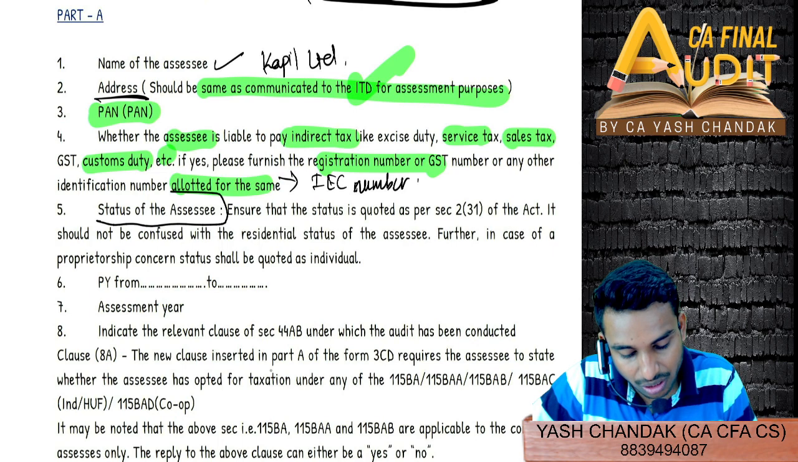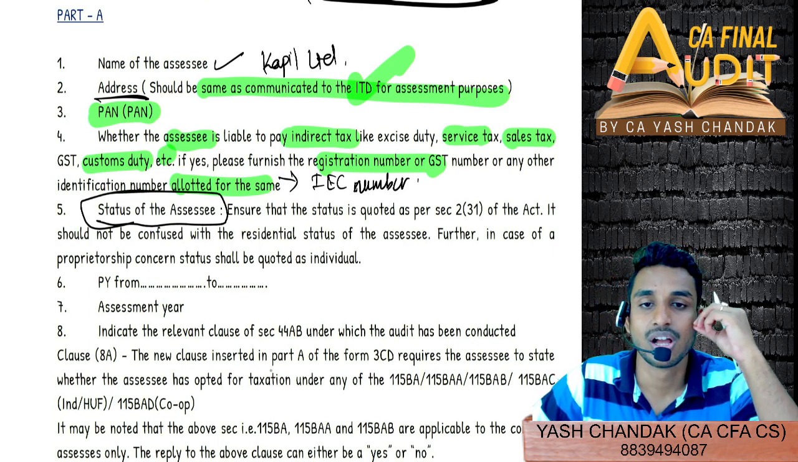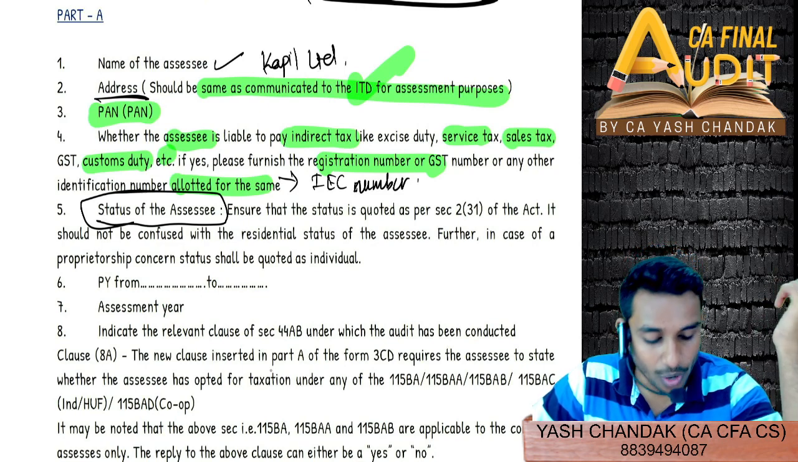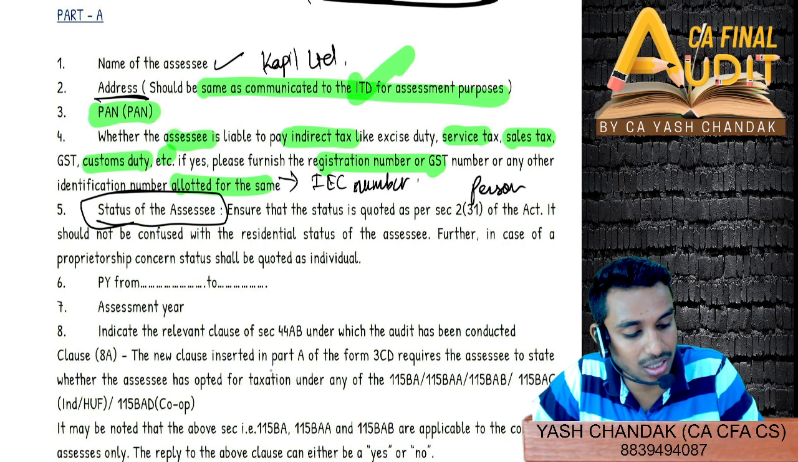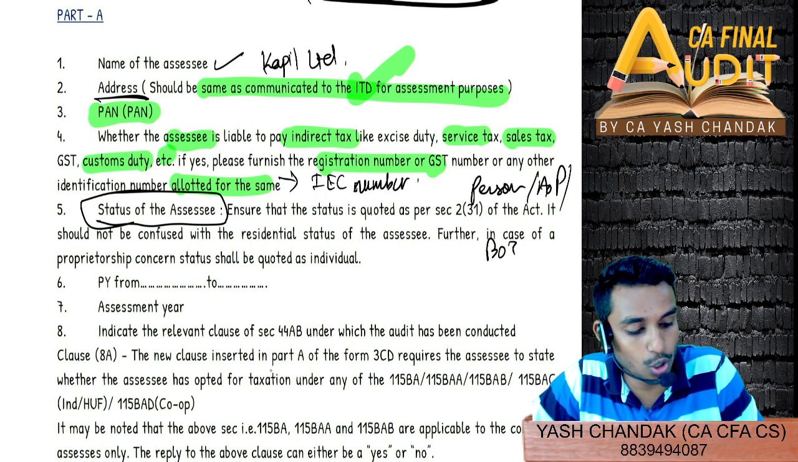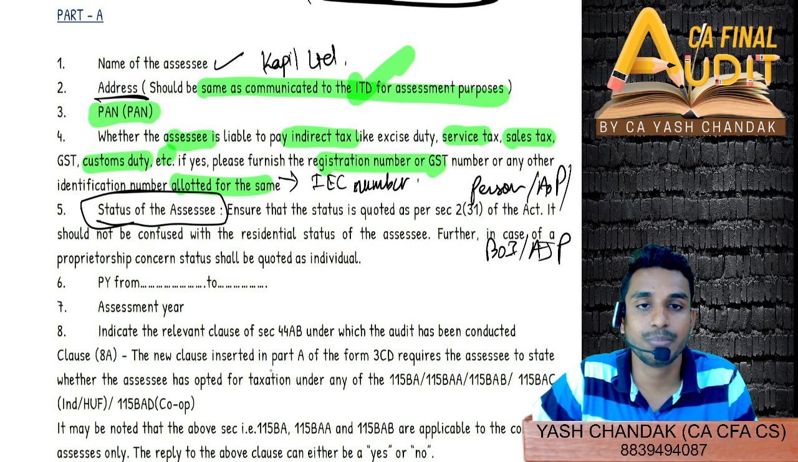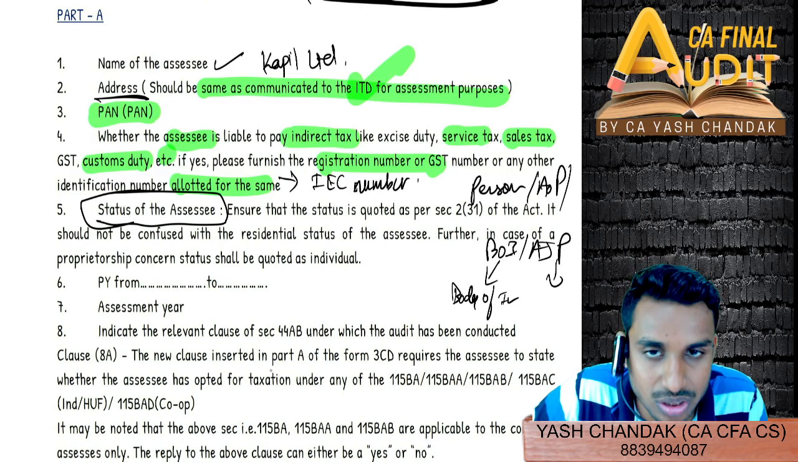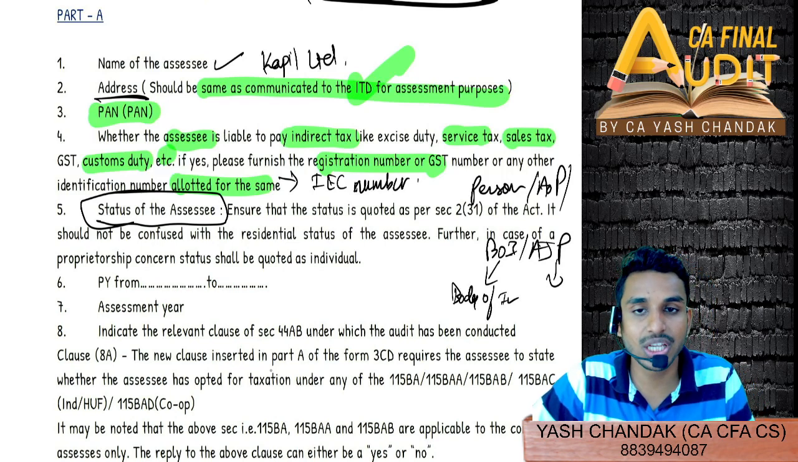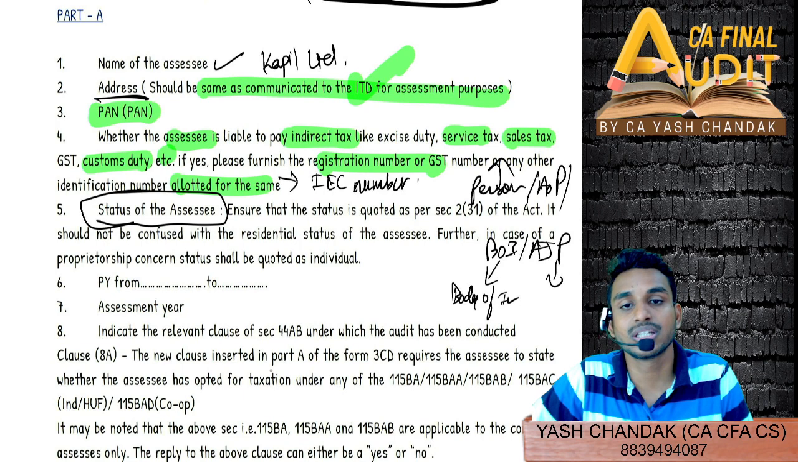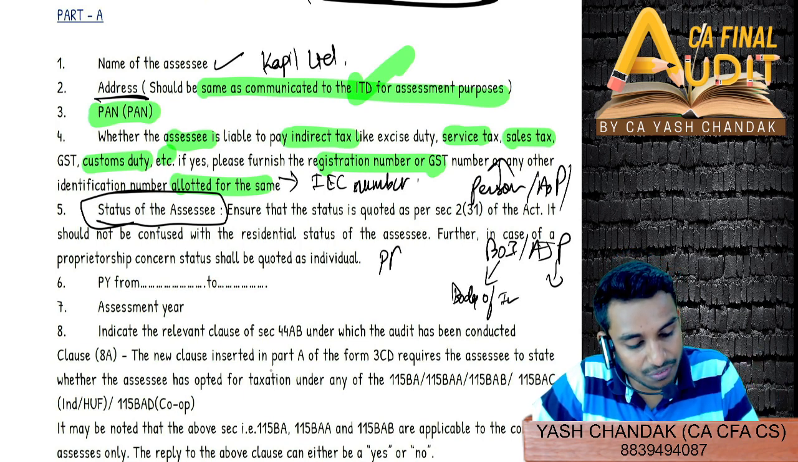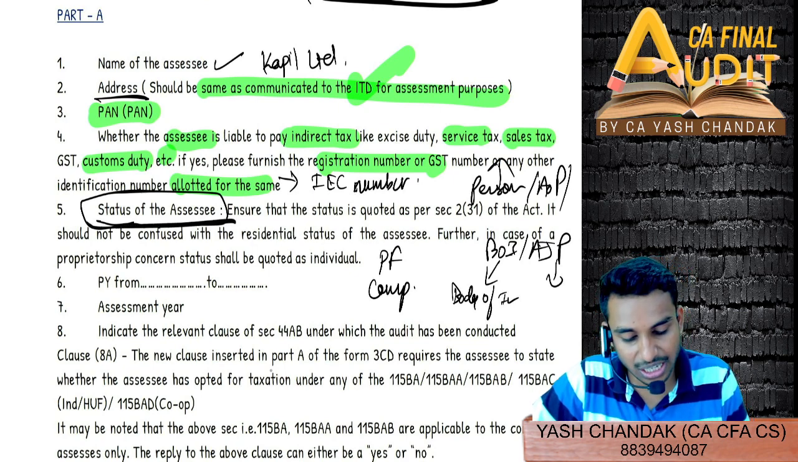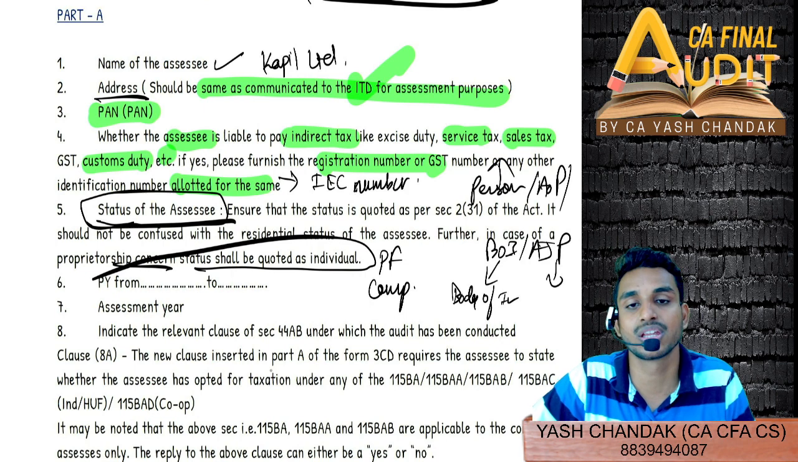And then the status of the assessee. What is the status? Whether you are a person or AOP or BOI or AJP. Do you know all this? BOI is body of individuals, AJP is artificial juridical person, AOP is association of persons, person is individual. Similarly, partnership firm, company. This status you have to specify here. Further, in case of a proprietorship concern, status shall be quoted as individual.